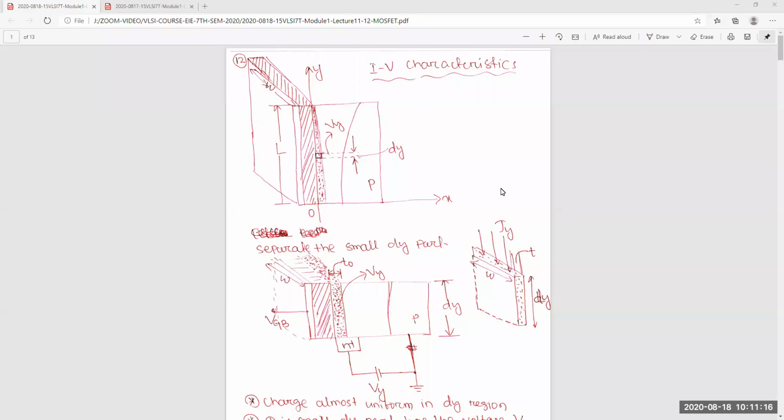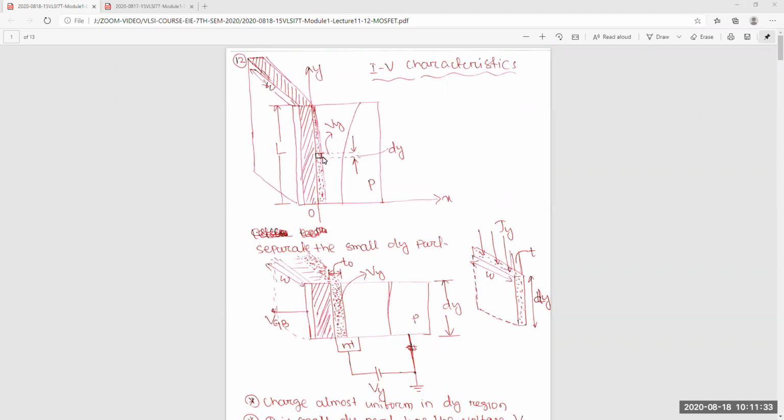Okay, good morning, friends. So today we'll continue the IB characteristics part. Last class we discussed up to this, and we already said that we will take a small dy part.